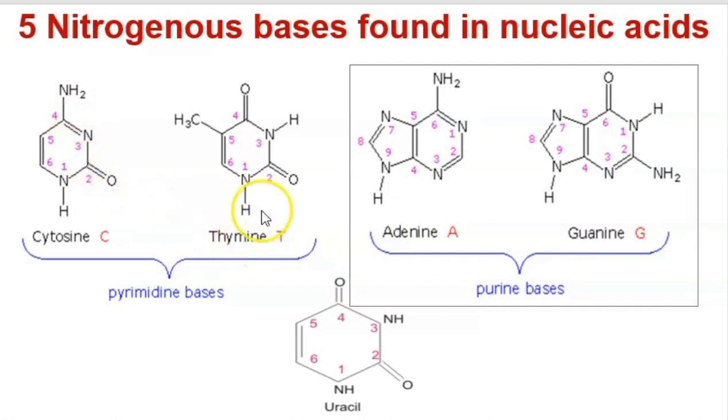Now thymine. How many functional groups do we have in thymine? We have 3 functional groups. It's 2, but it's appearing in 3 places. At carbon position 4, we have a carboxylic group. In position 2, we have a carboxylic group. And in position 5, we have a methyl group attached.